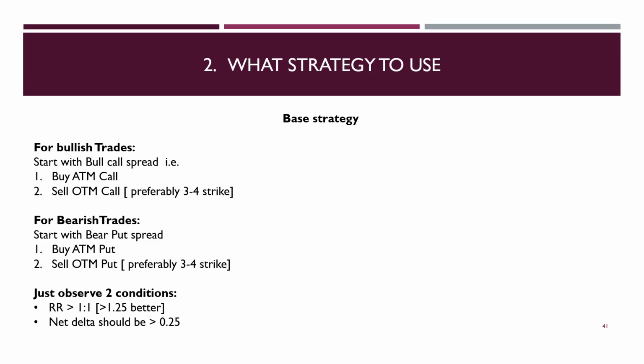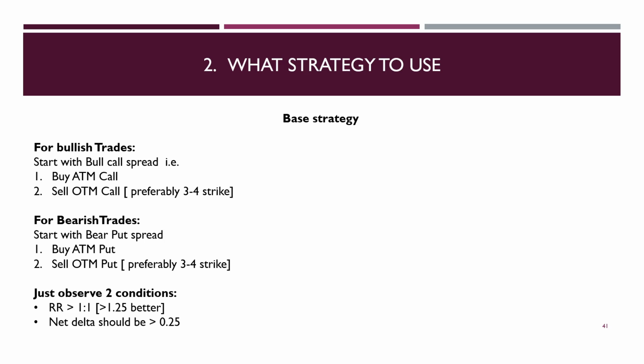Now what strategy to use? So now we come to the strategy part. Whenever we get a buy signal, we'll enter a bull call spread, where we buy an ATM call and sell an OTM call, preferably 3-4 strikes away. For a bullish trade, we'll be buying an ATM call, which has 0.5 delta, and selling an OTM call, preferably 3-4 strikes away. And for a bearish trade, we'll enter into a bear put spread, where we buy an ATM put and sell an OTM put, preferably 3 to 4 strikes away.